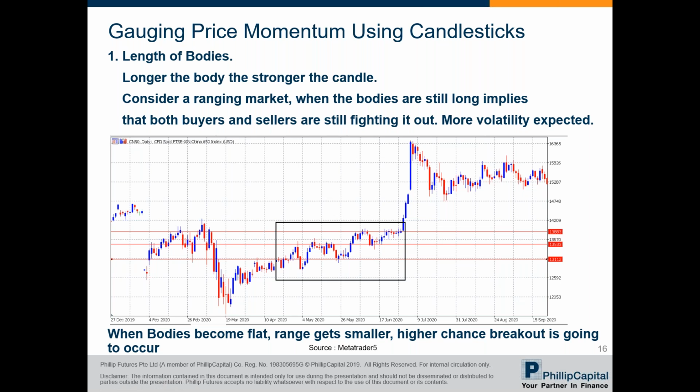So the first point to gauge price momentum in a ranging market is to observe the length of the candlestick's body. The length of the candlestick body will be long and it will taper off to flat bodies before the push will be made.